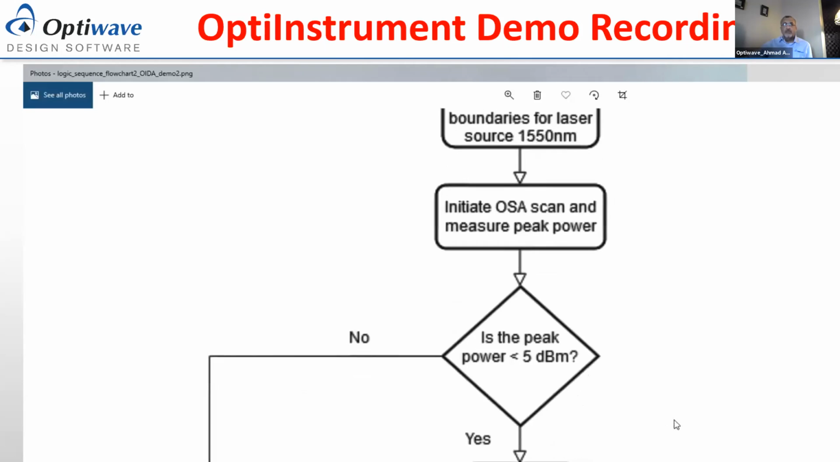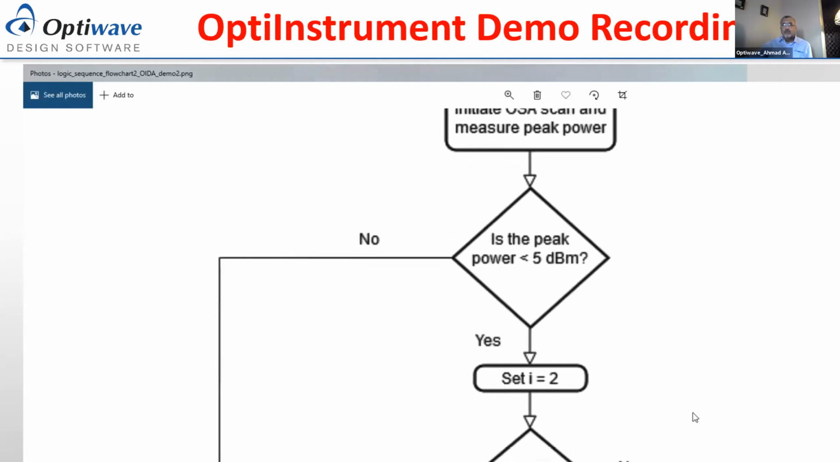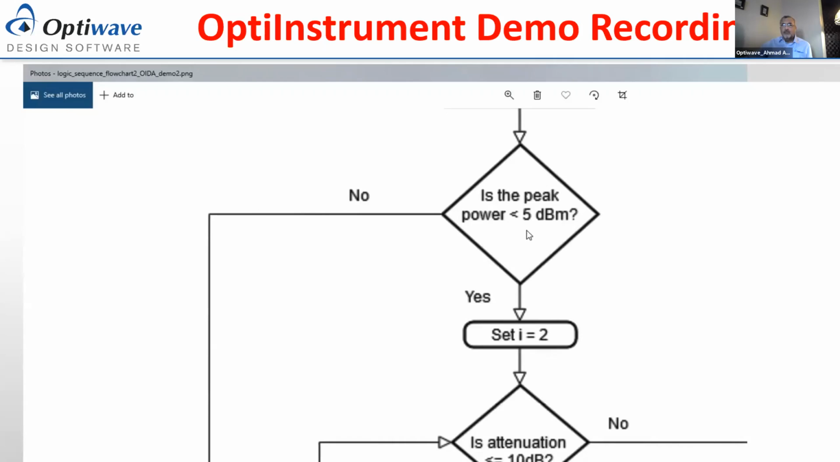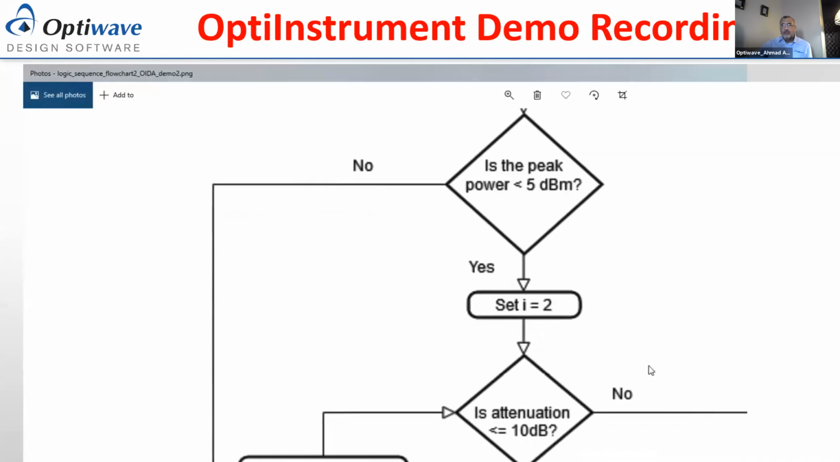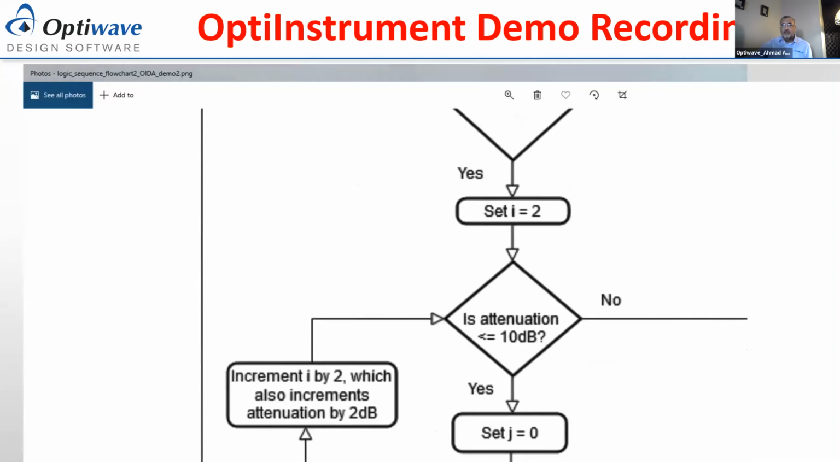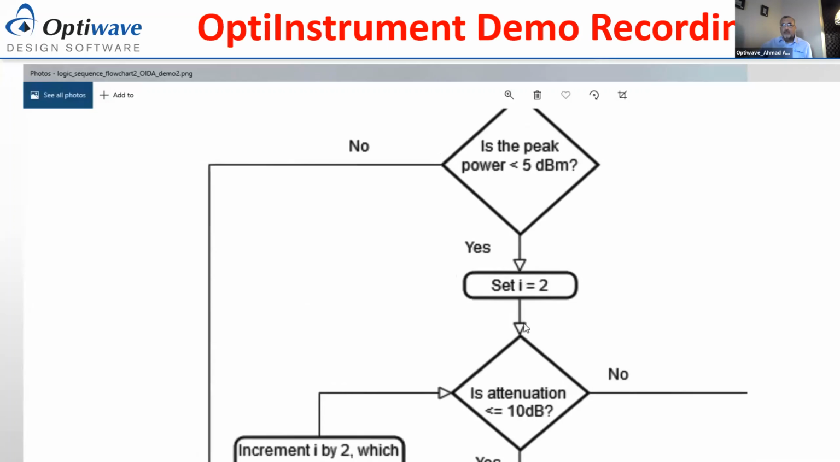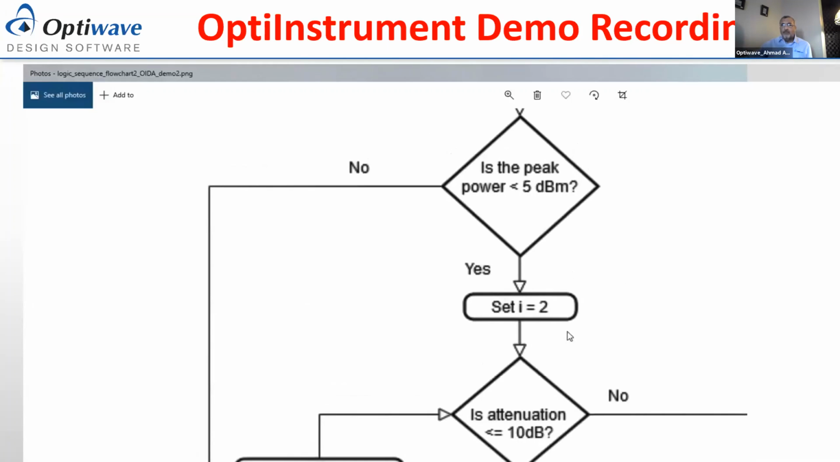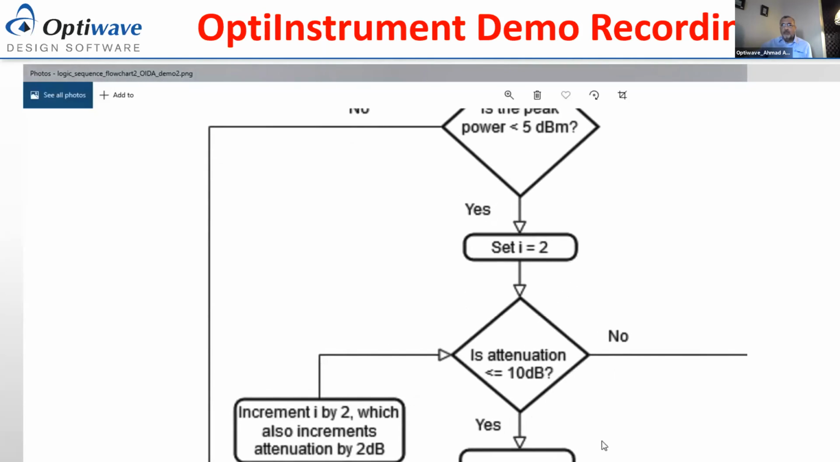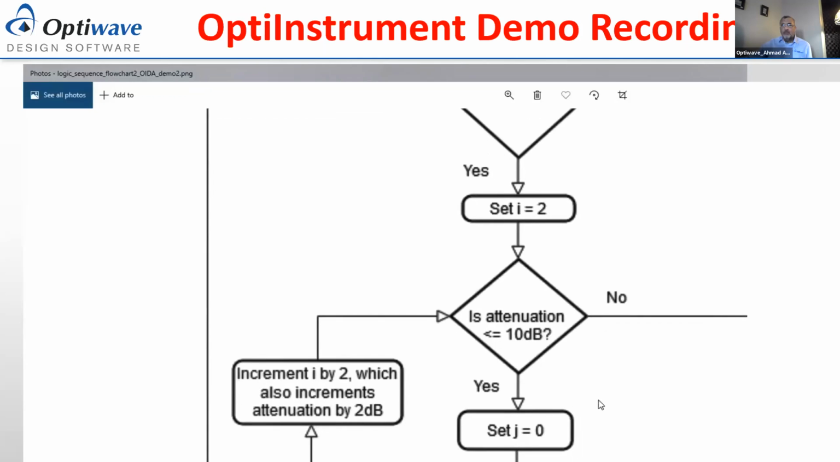Once we've done that, we enter the interesting part of the sequence where we have double for loops inside a while loop. We first hit our first conditional statement where we check if the peak power that we measured is less than 5 dBm. If it is, we enter the loop. Otherwise, we exit the loop and turn off the laser. Once we enter the loop, we first set our attenuation value to 2 dB, and then we check if the attenuation value is less than or equal to 10 dB.